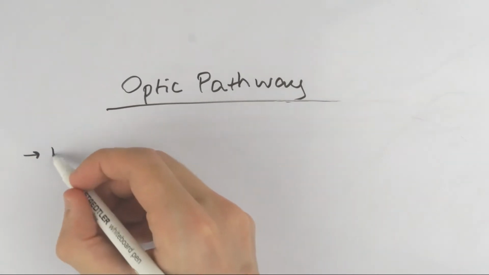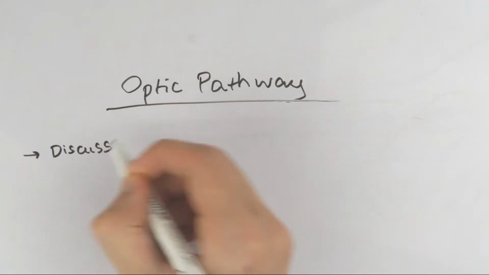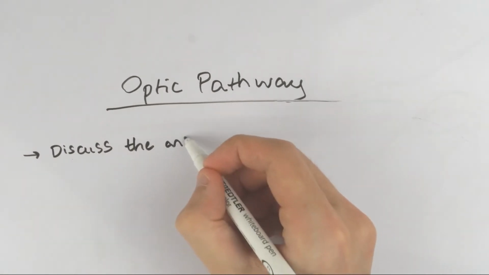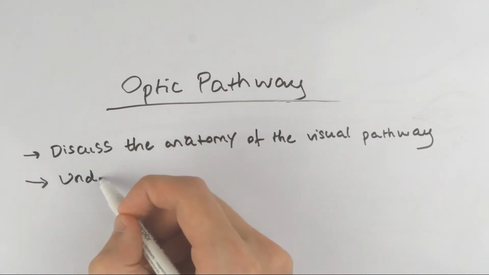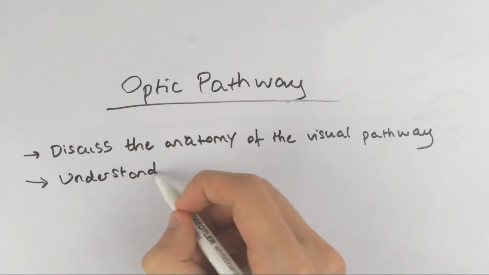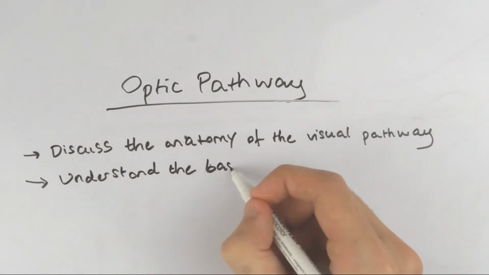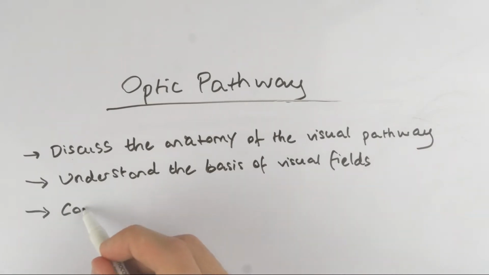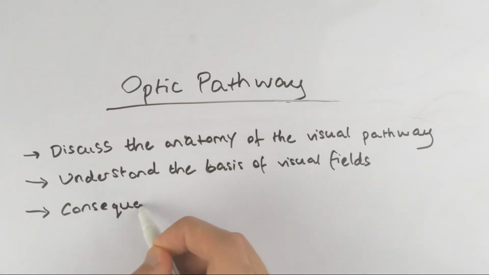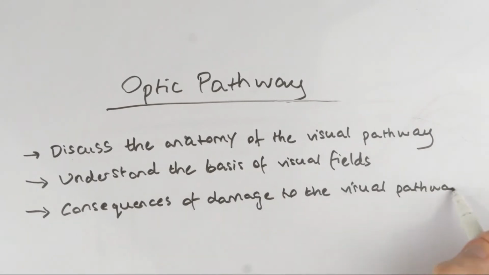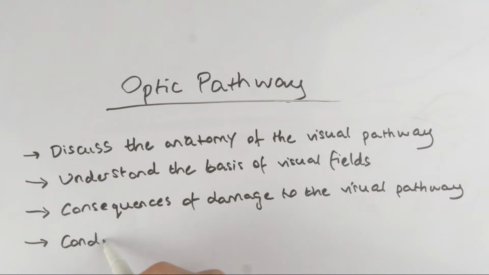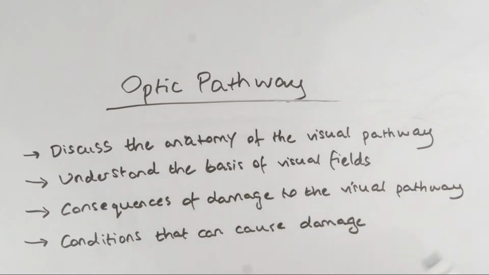Now, just so we have some learning objectives, we are going to be discussing the anatomy of the visual pathway. We will attempt to understand the basis of the visual fields. We will cover the consequences of damage to any part of the visual pathway. And we will also be discussing the various medical conditions that can lead to this damage. If that all sounds good, we'll begin.